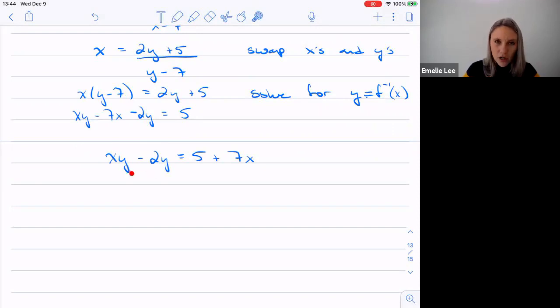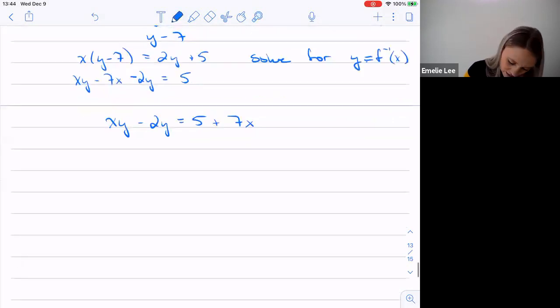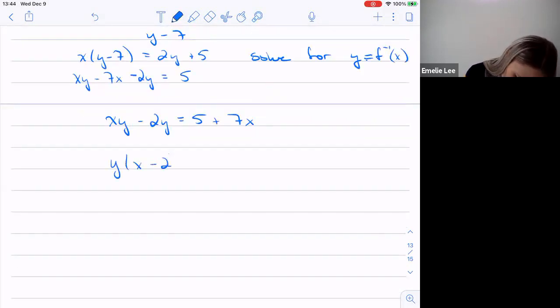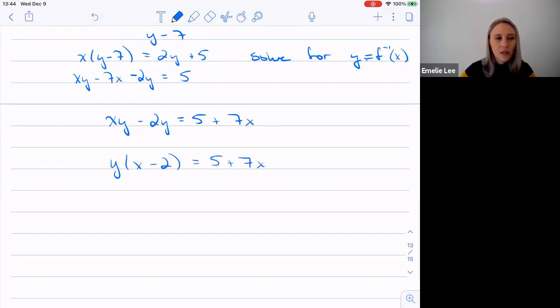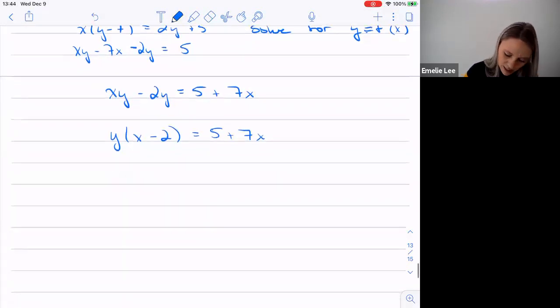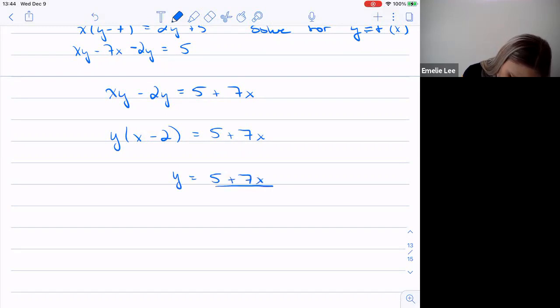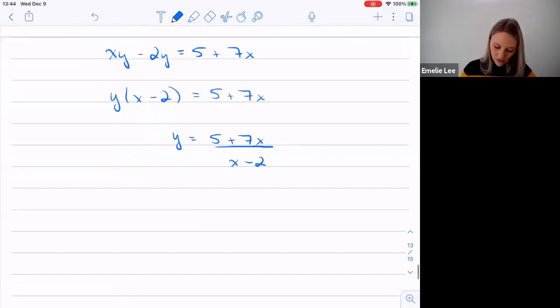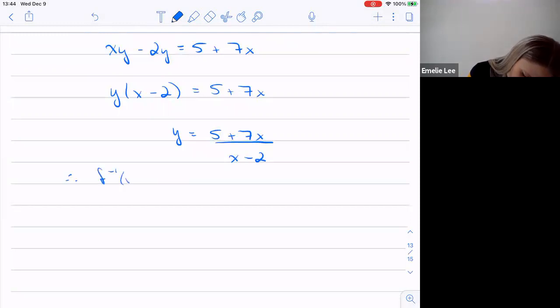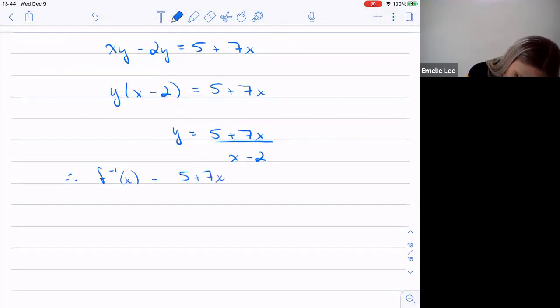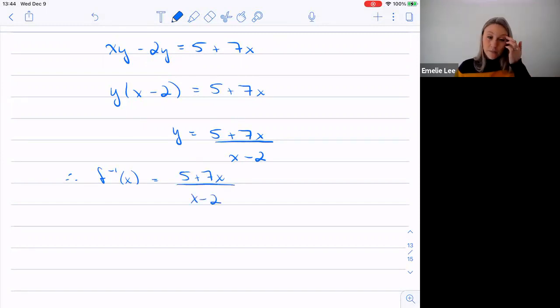I can factor out a common y here. So I get y times x minus 2 is 5 plus 7x. So now, solving for y, all I have to do is divide both sides by x minus 2. So I get y must be 5 plus 7x divided by x minus 2. So therefore, f inverse of x, right? Notice that it's back in terms of x, but now it's the inverse, is 5 plus 7x over x minus 2.